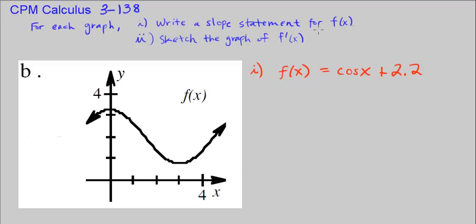So the slope statement then, f prime of x, is going to be, well, what's the derivative of cosine? It's negative sine of x, right? Plus 2.2, well, that's x to the 0, so the power rule makes it plus 0. And we don't even need to write that. Okay? Another way you could look at this is, well, what are these?